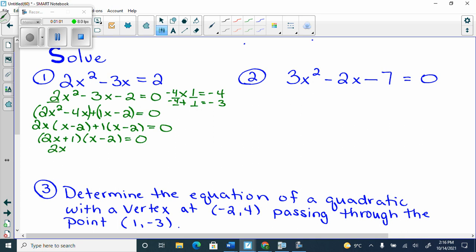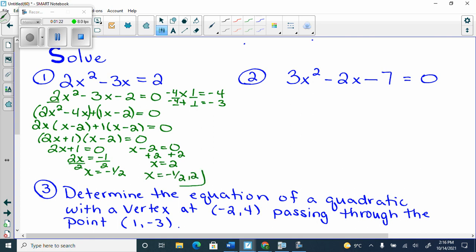So we get 2x plus 1 equals 0, x minus 2 equals 0. 2x equals negative 1, and we divide by 2, x equals negative a half. Add 2, x equals 2. So if I ask you to solve, your answers are negative a half, 2, boxed, x equals. That's what solve means, right? But I could ask you to find the x-intercepts, the roots, or the zeros. I did find them already, didn't I?